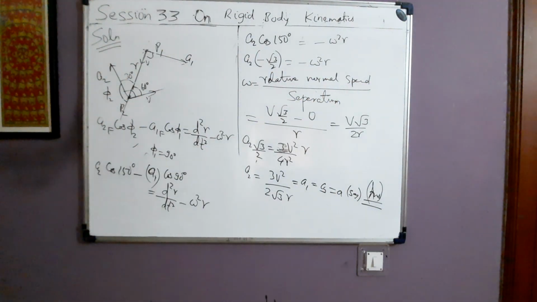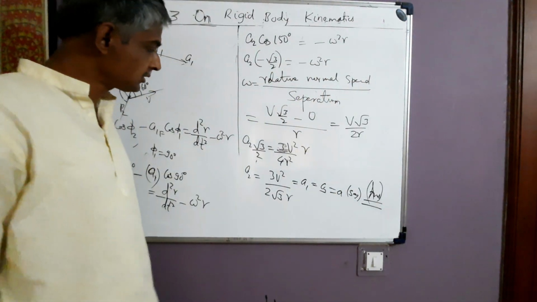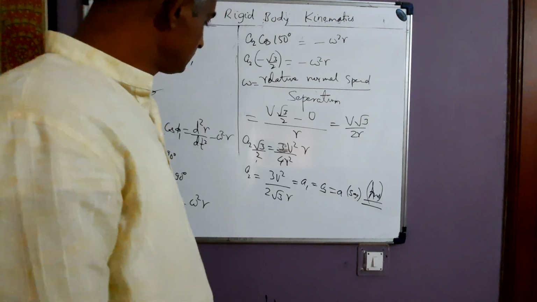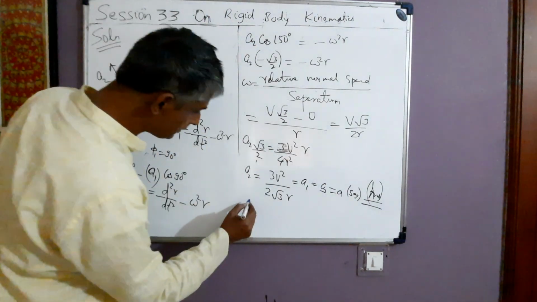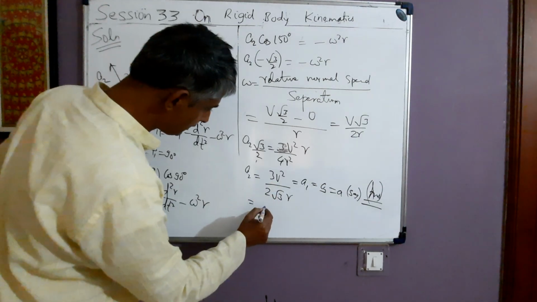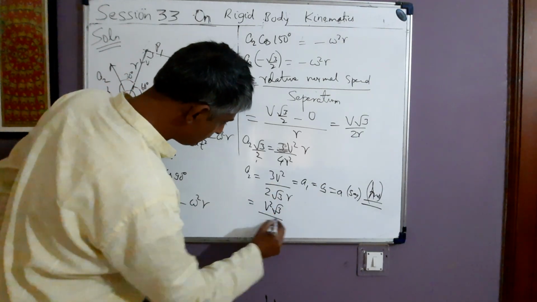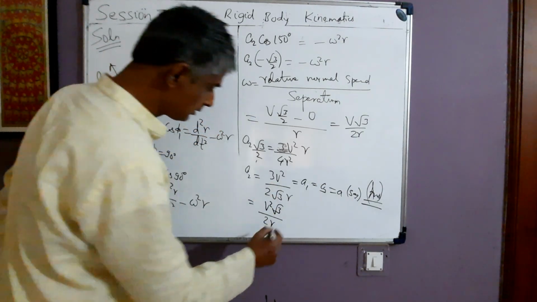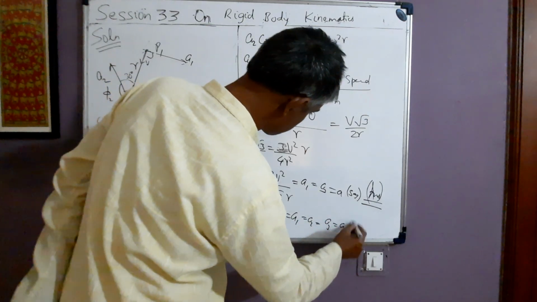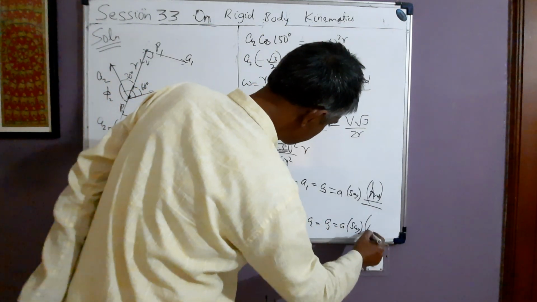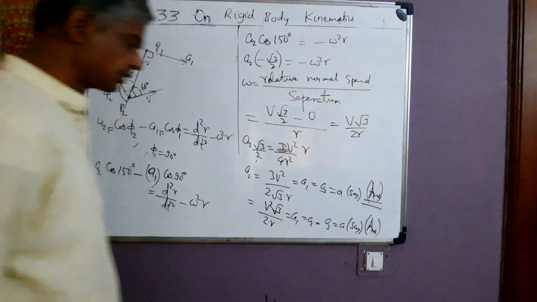So A1 is equal to A2 is equal to A3 equal to how much? 3V square by 2 root 3R. This can be simplified still further. So root 3 goes away. V square root 3 by 2R. That is equal to A1 is equal to A2 is equal to A3 equal to A say. This is therefore the answer to the first part of the question.